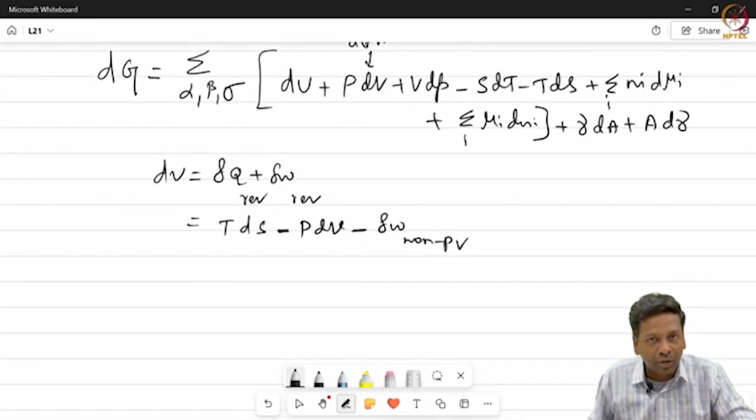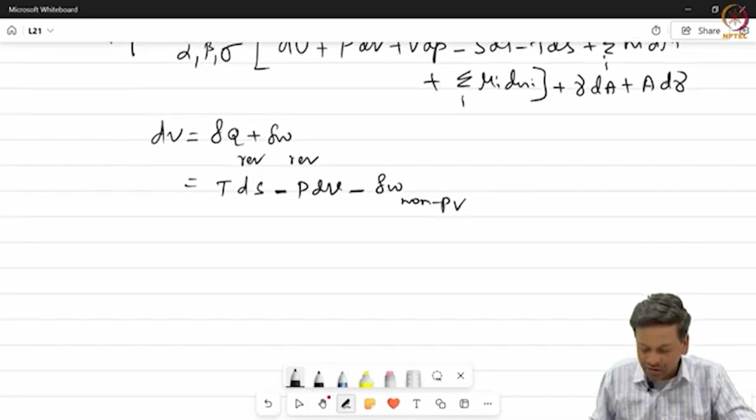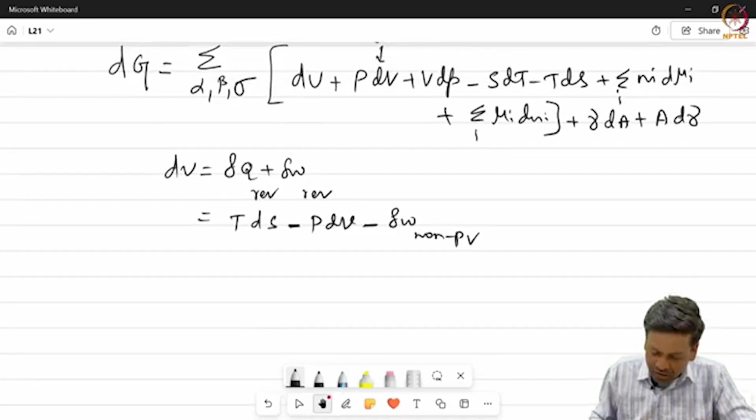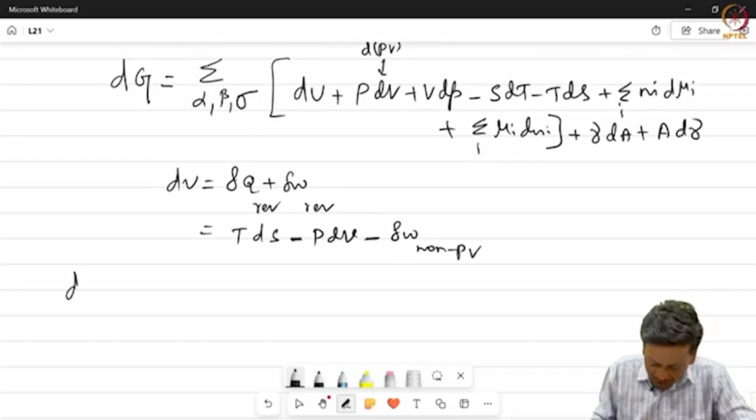So, you do not need to worry really whether you have to put plus or minus or not. When you generalize the equation, you can simply use minus PdV minus delta W non-PV. So, if work is done by the system or done on the system, this sign automatically takes care of that, right. So, we will just substitute this back into the equation that we have just obtained.